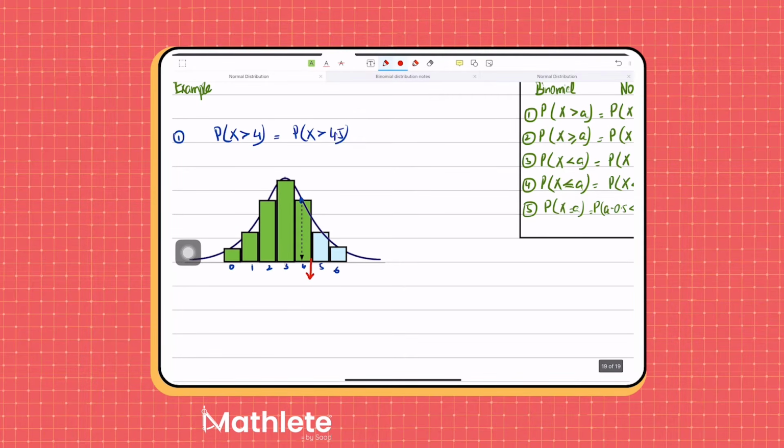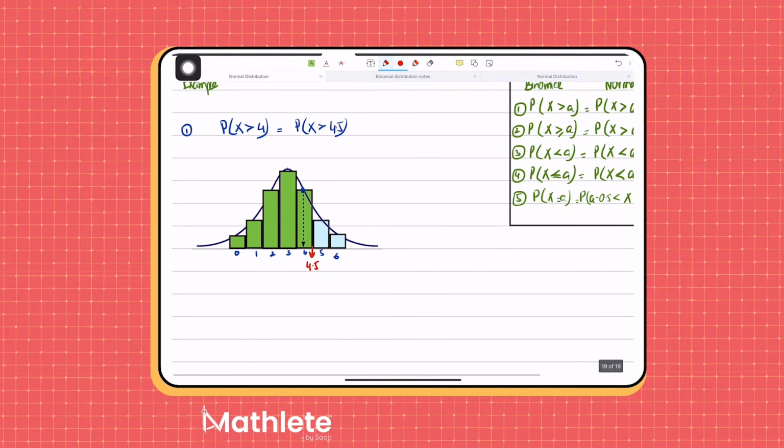And what do you think this value will be? It is in between 4 and 5, so that means it's 4.5. The blue area basically comes after 4.5 in a normal distribution, which is why, if we are asked to calculate the probability of x being greater than 4, we will actually calculate the probability of x being greater than 4.5.